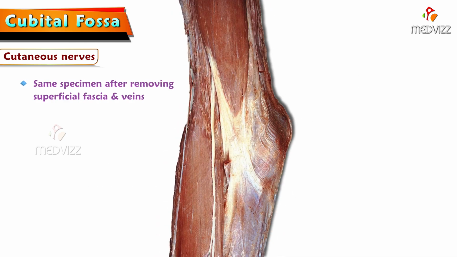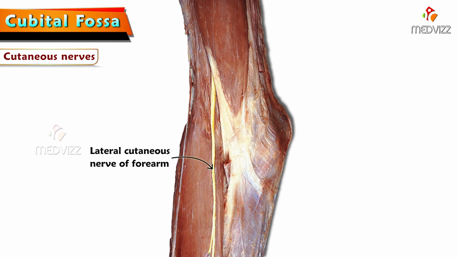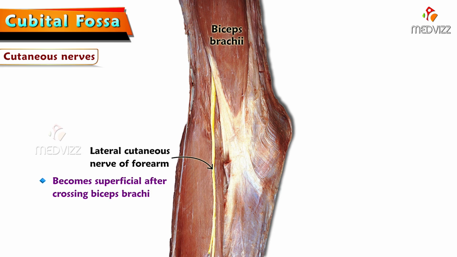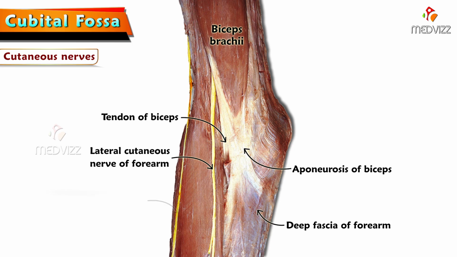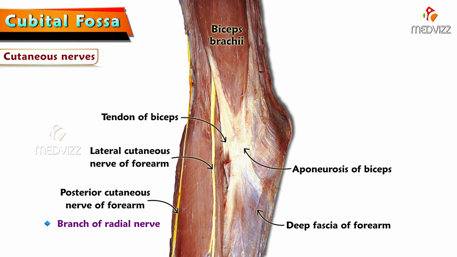This is the image of the same specimen after removing the superficial fascia and veins. We can see clearly the lateral cutaneous nerve of the forearm, which becomes superficial after crossing the biceps brachii. The tendon and aponeurosis of the biceps are seen clearly here, and the aponeurosis blends with the deep fascia of the forearm. And, as you can see here, one more cutaneous nerve is present, which is the posterior cutaneous nerve of the forearm, a branch of the radial nerve.